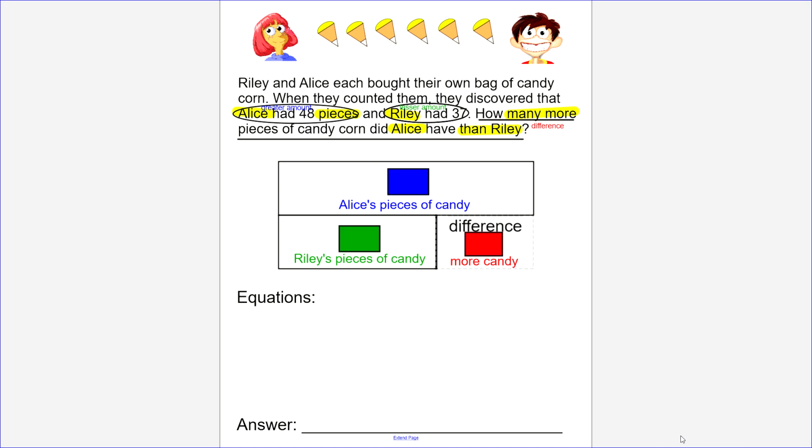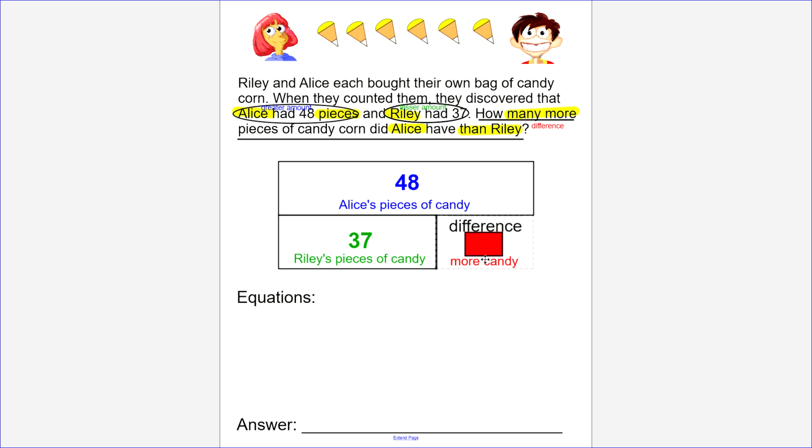Let's go ahead and think about what numbers we should include in our tape diagram. How many pieces of candy does Alice have? What is the number that goes in the greater amount? Yes, Alice has 48 pieces of candy, so 48 pieces of candy is the greater amount. What number belongs in the lesser amount? How many pieces of candy does Riley have? Yes, Riley has 37 pieces of candy, so I'll put 37 pieces of candy as the lesser amount.